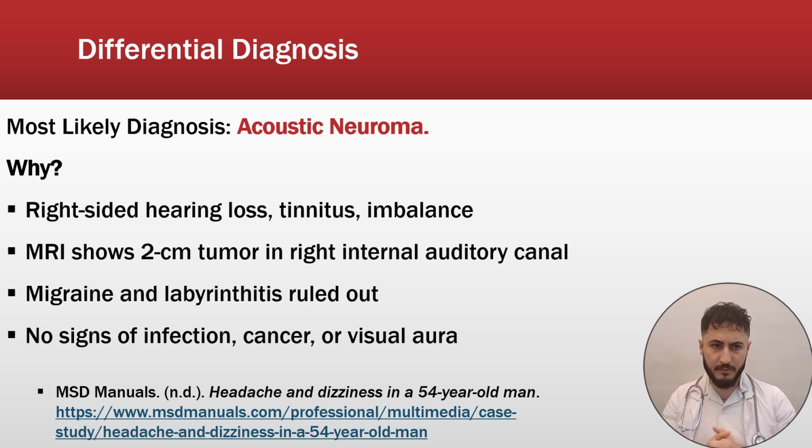Differential diagnosis. The most likely diagnosis is acoustic neuroma. This matches the patient's hearing loss, tinnitus, and imbalance. MRI showed a 2 centimeter mass in the internal auditory canal, a classic site of this tumor. Migraine and labyrinthitis were ruled out due to symptom mismatch and lack of infection, because labyrinthitis must involve infection.